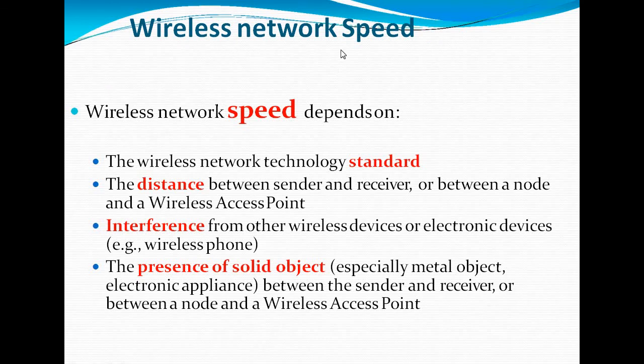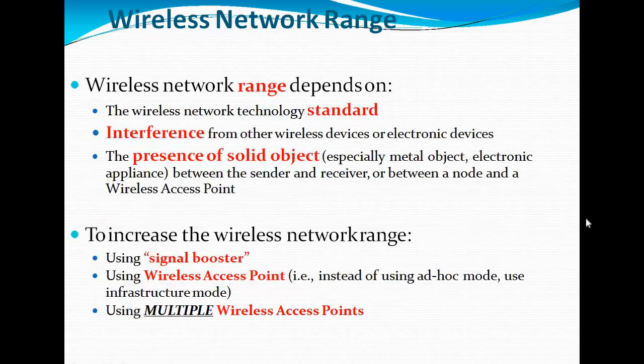So in wireless network speed, the speed depends upon wireless network technology standards, their distance, their interference, and presence of solid objects. So the speed depends upon these four factors, that are standard, distance, interference, and presence of solid objects, means electronic appliances.